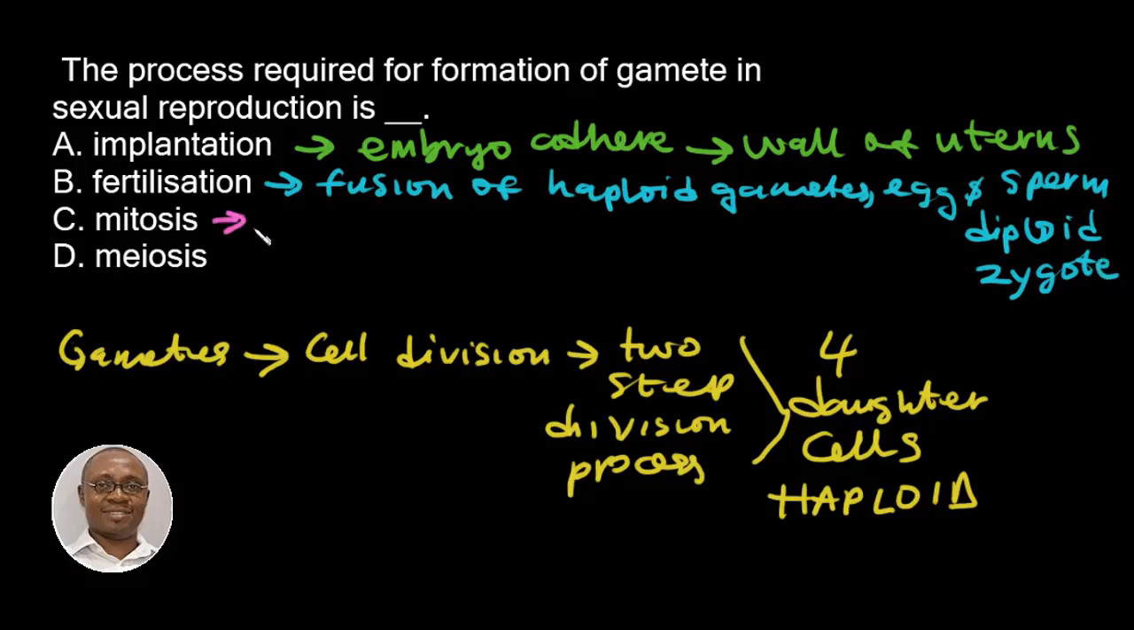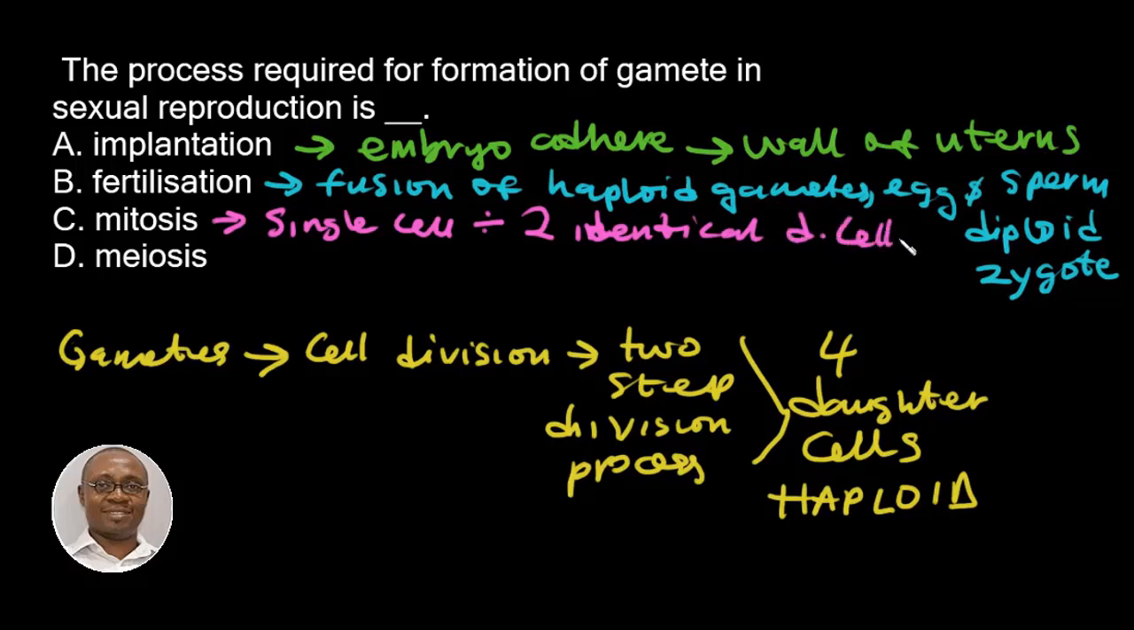Option C, mitosis. This is a process where a single cell divides into 2 identical daughter cells. Okay, good. Option D, meiosis.